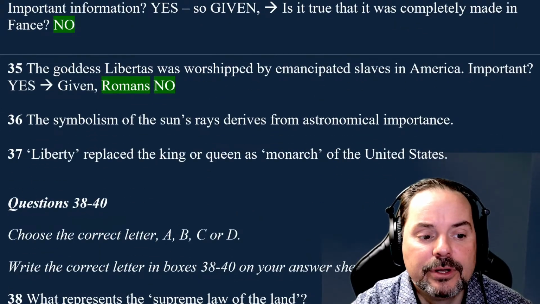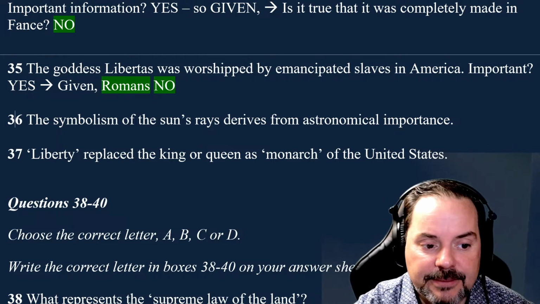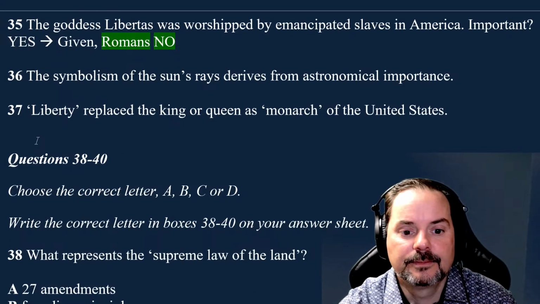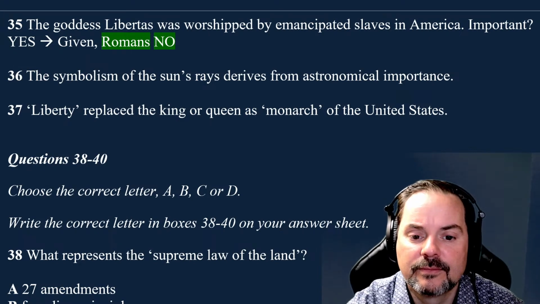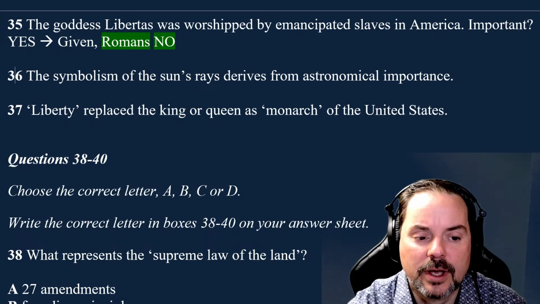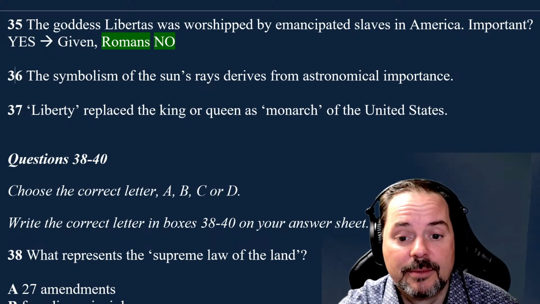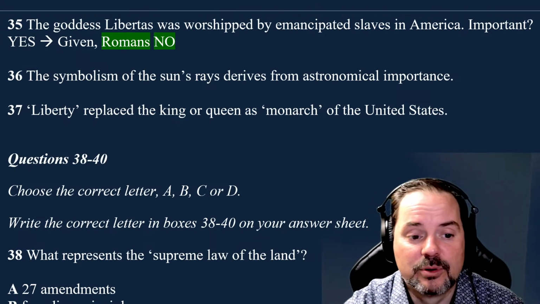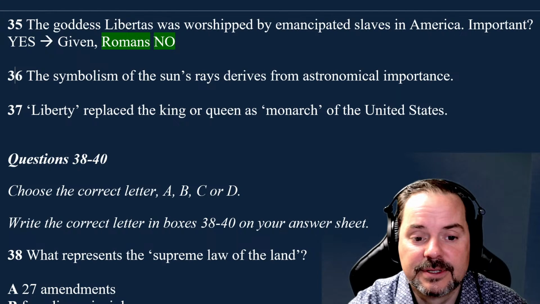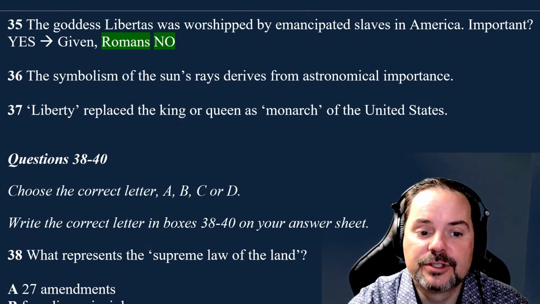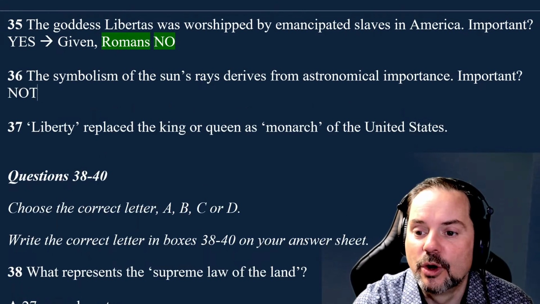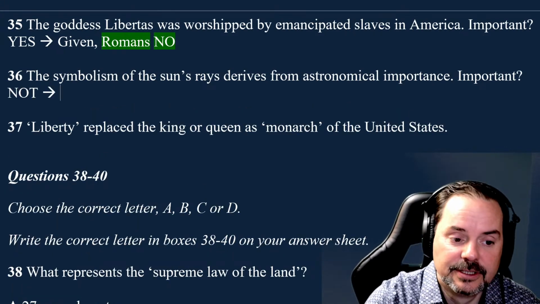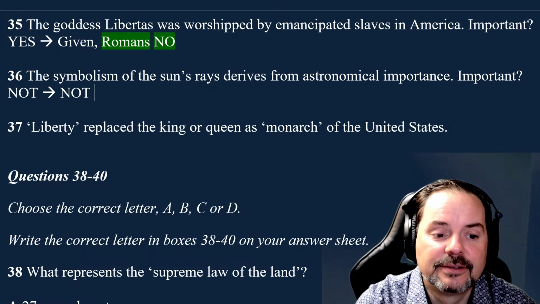Okay, number 36. Go ahead and read that for me. "The symbolism of the sun's rays derives from astronomical importance." Okay. So the symbolism of the sun rays derives means comes from astronomical importance. So from the importance of the sun and so on. Is it important to know? I think it's not. No. So the answer is not given. Very good.